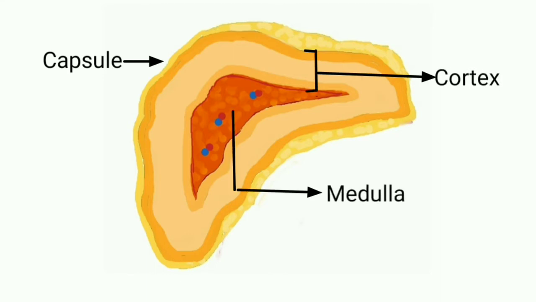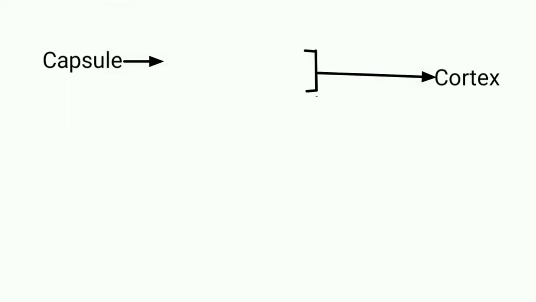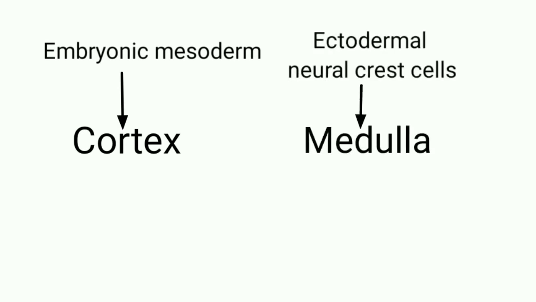They are two separate endocrine glands with different embryological origins. Cortex derived from the embryonic mesoderm. Medulla derived from the ectodermal neural crest cells. The cortex and medulla synthesize different hormones.